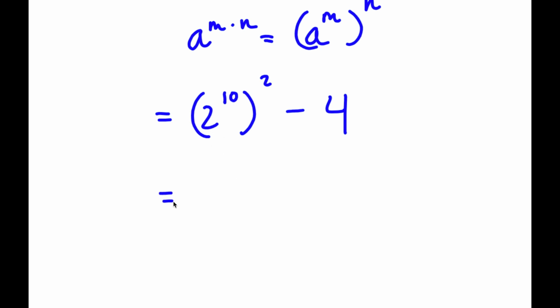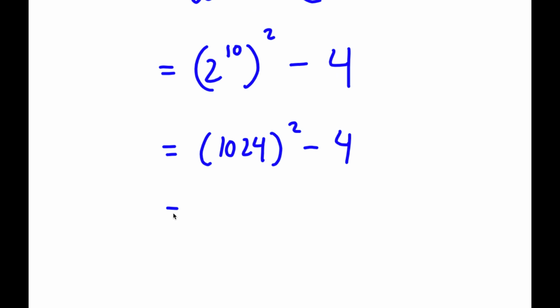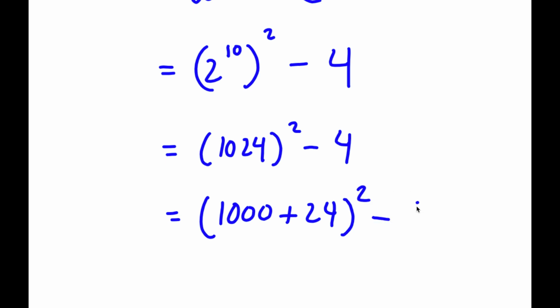Now 2 to the power of 10 is the same thing as 1024. So now I have 1024 to the power of 2 minus 4. And 1024 I can rewrite as 1000 plus 24. So now I have 1000 plus 24 squared. Now I have this minus 4.